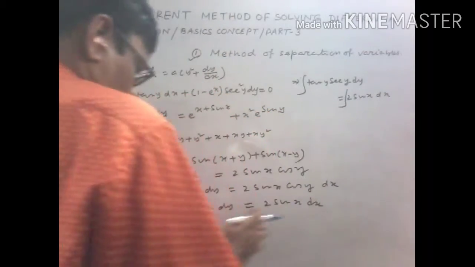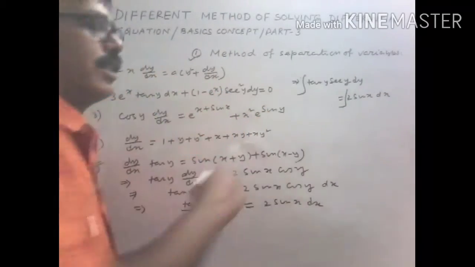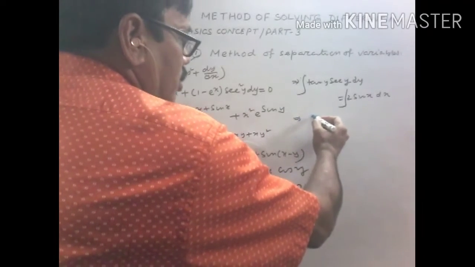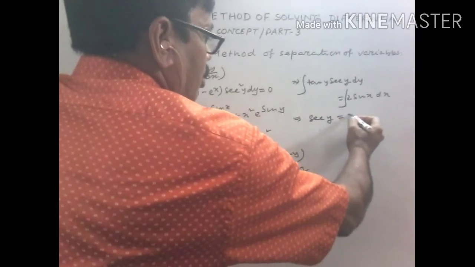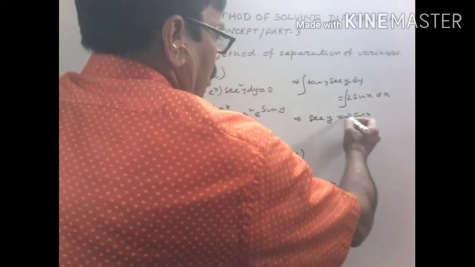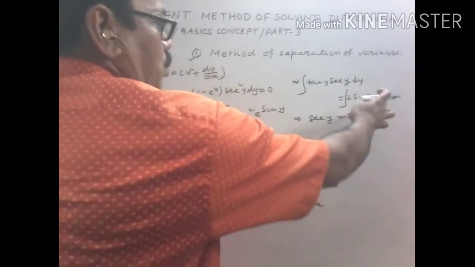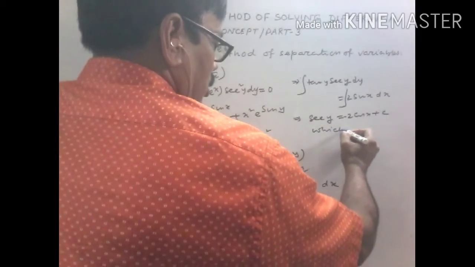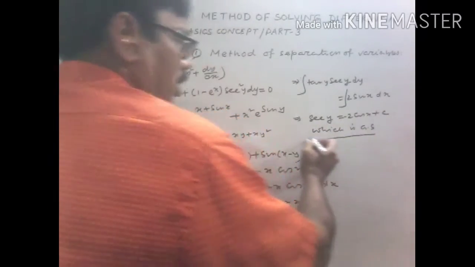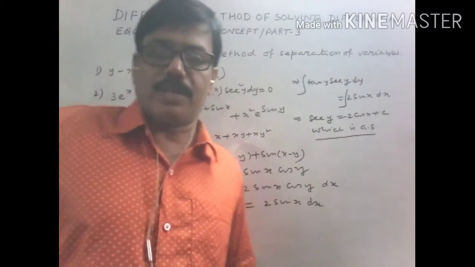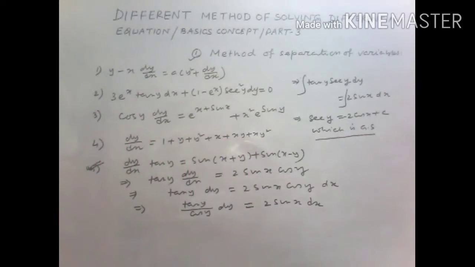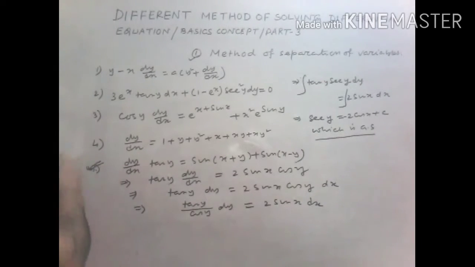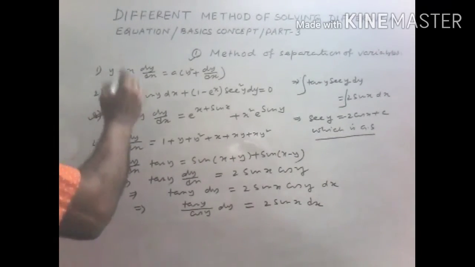Now the variables are separated, we can integrate them. So what is the integral of tan y sec y? This is sec y, and the right side is minus 2 cos x plus C. We must put the integration constant on either side, which is the general solution. So that is separation of variables. Now this was problem 5.